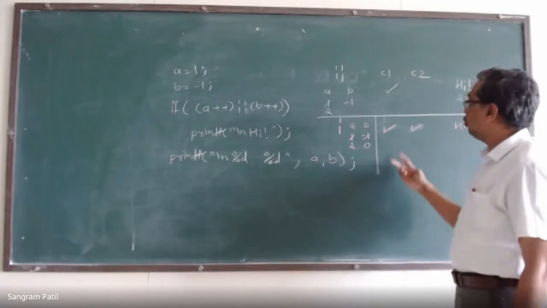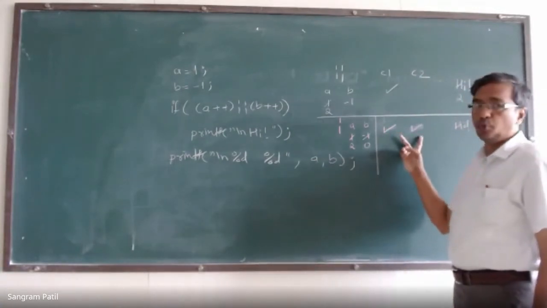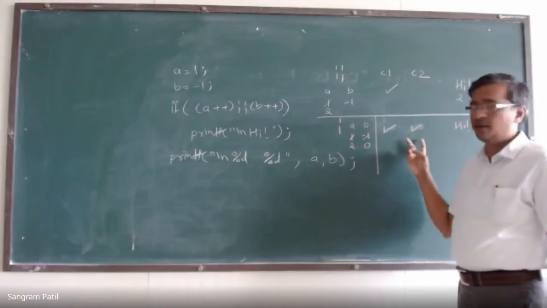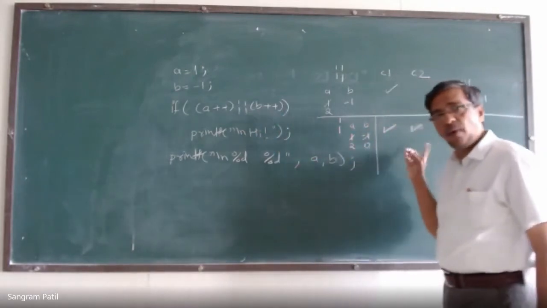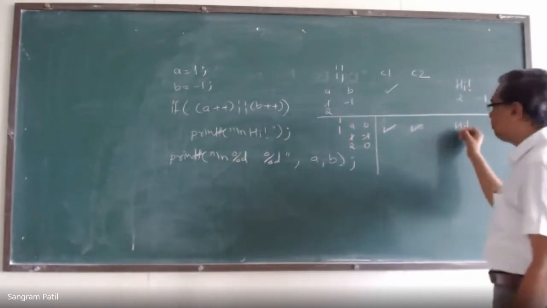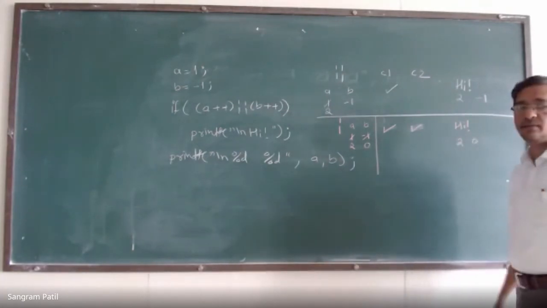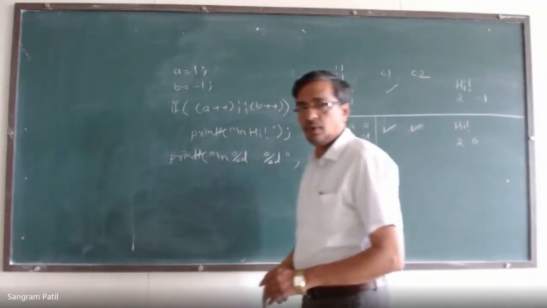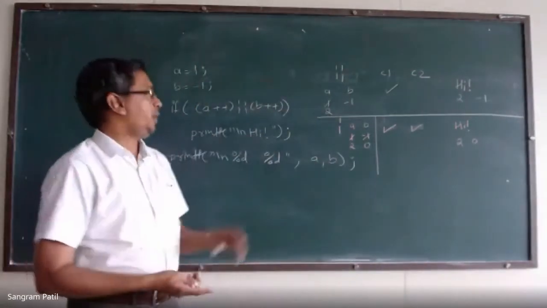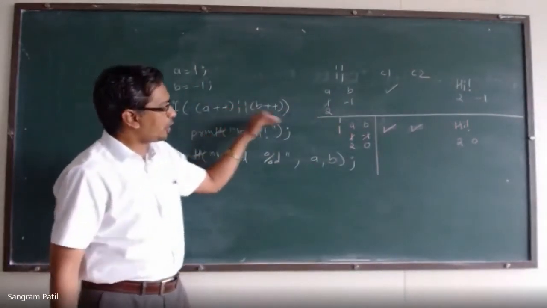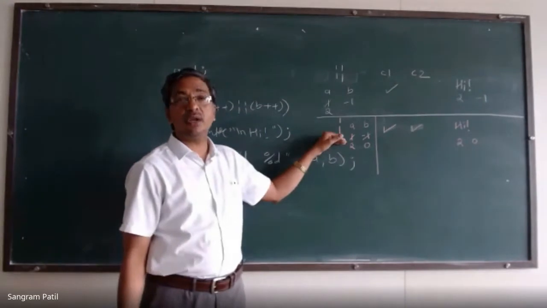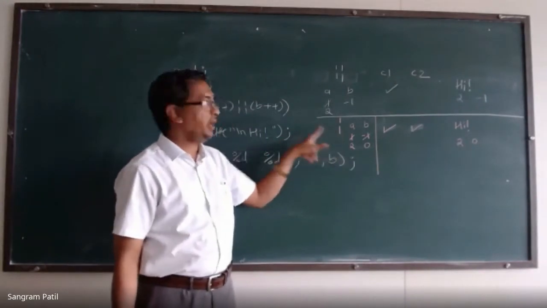Then it checks what to do. Condition 1, condition 2, both conditions are satisfied. As this is OR, if any one is satisfied, it will execute if part. This will print high and this will print 2 and 0. This is the difference between shortcut OR and logical OR. This is called the logical OR and this is shortcut OR.